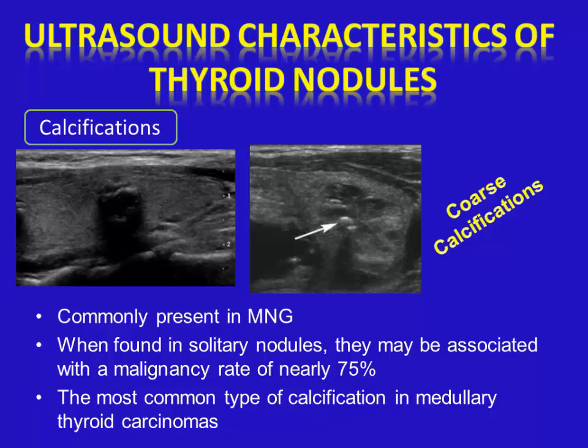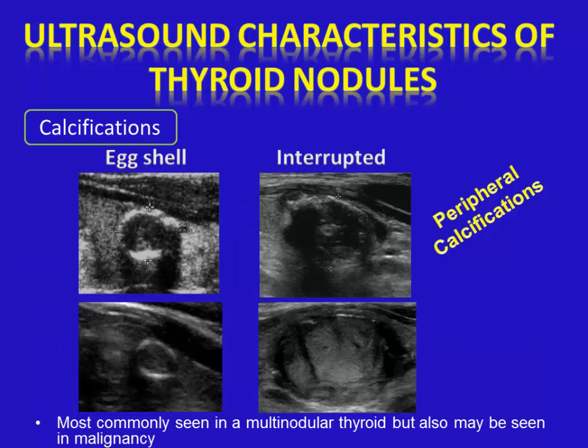Dystrophic or coarse calcification can occur with thyroid nodules, most commonly with multinodular goiter, but keep in mind if it occurs in a solitary thyroid nodule, there is a 75% chance that this thyroid nodule can be malignant. Most types of this cancer will be medullary thyroid cancer.